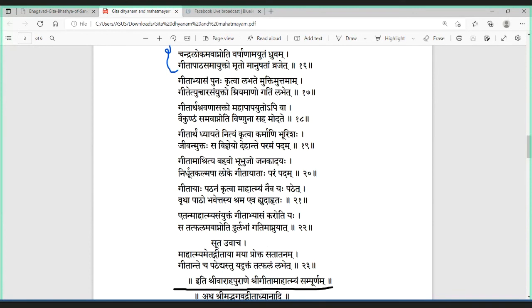Modate. He revels. Having got over mahapapa, even if he had a lot of papam, he got over that papam and goes and stays with Vishnu for a long time and enjoys. But does that mean it's mukti?